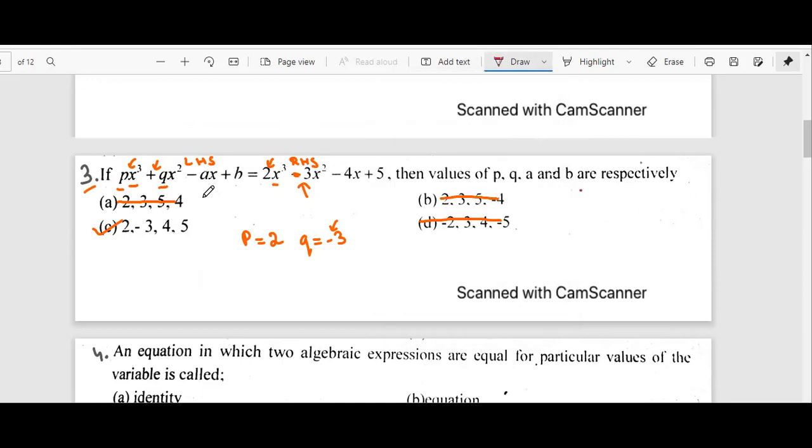So let's find the value of a. Right. Now, when we talk about a, we can see that we have minus ax. So we need to look at the coefficient of x. This is x. The coefficient of x is minus 4. But we already have minus here. So this means that a would be 4 only. Okay. And then if we talk about b, that is the constant term. So the constant term on right hand side is 5. So b is 5. So 2, minus 3, 4 and 5. C is the choice, right? Okay.